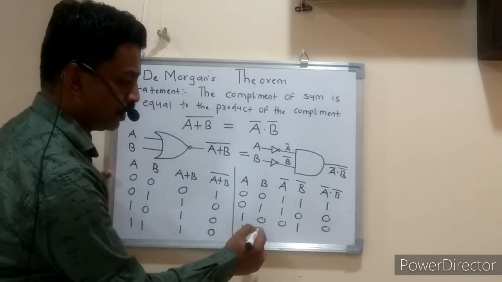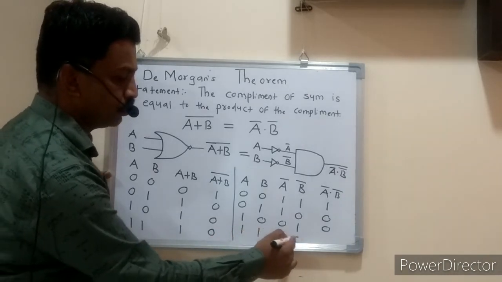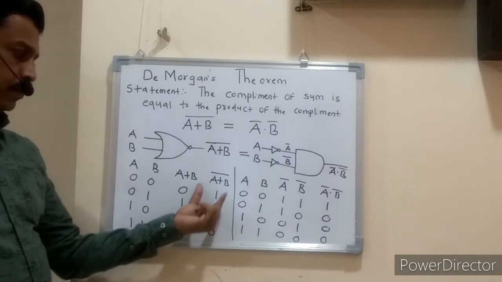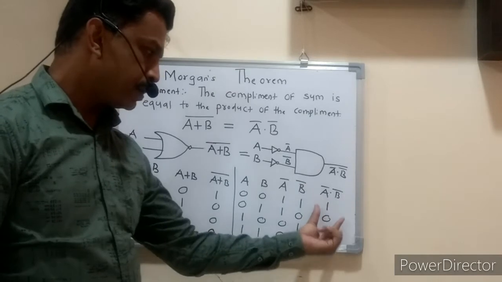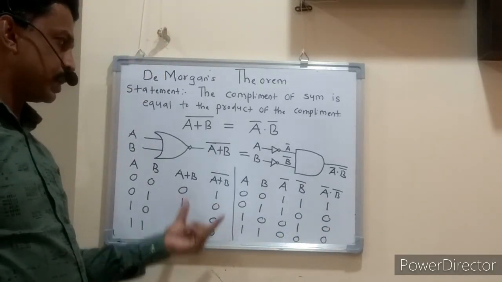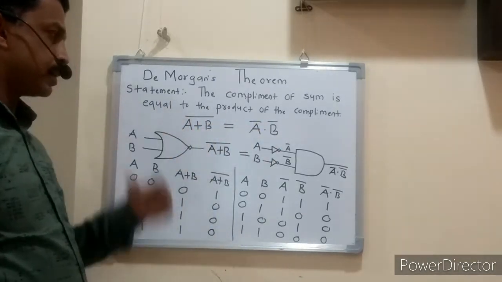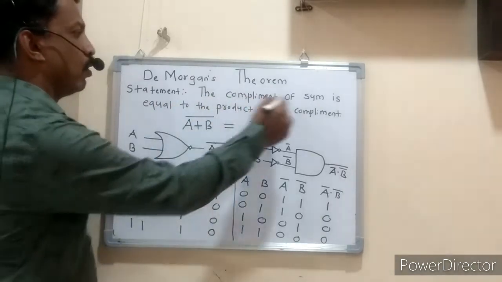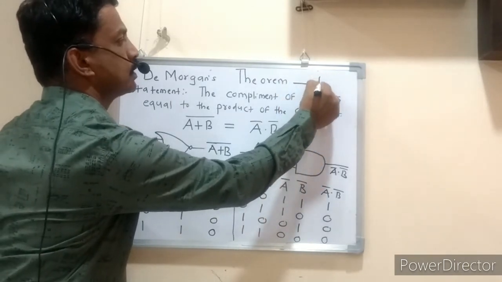Next one 1 1. So here this is 1, this is 1, so the complements are 0 0, 0 into 0 is 0. So our left side gives 1 0 0 0, these are the outputs. Here also our right side is 1 0 0 0, so both are the same. So we say that the left side and right side are the same, and the complement of sum is equal to the product of the complement. This is De Morgan's first theorem.